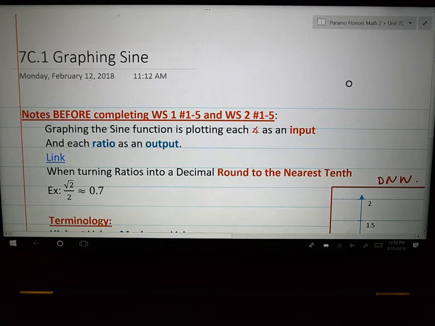Starting Unit C, we are going to do several things that you haven't done before. What we're going to do in Unit 7C is we're going to do these things called proofs, and we're going to do these things called the graphs of sine, cosine, secant, and cosecant.